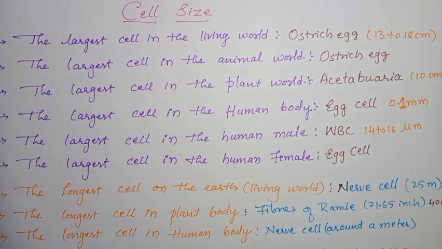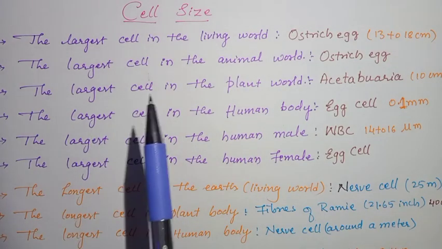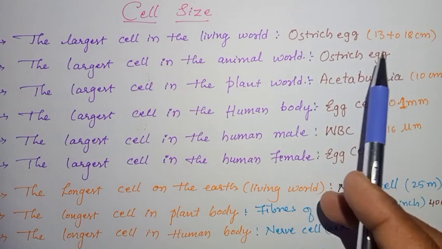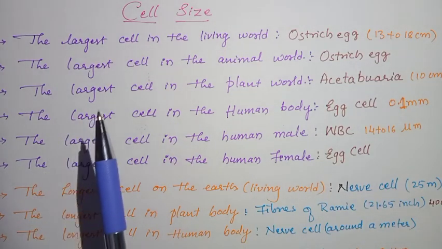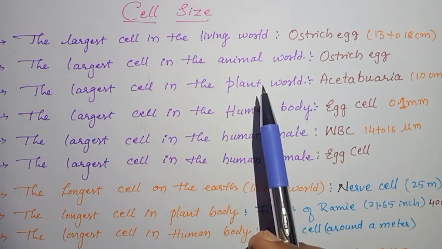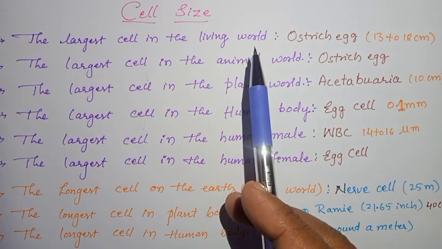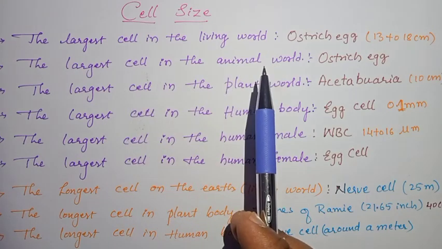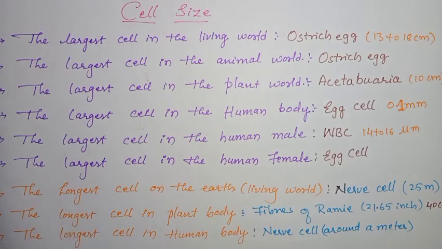In cell size, we have a variety of sizes in cells. All the cells are not equal in size. Considering the statistics of the cell, the largest cell in the living world is an ostrich egg. The size will vary from 13 to 18 centimeter. That is the largest cell in the animal world.